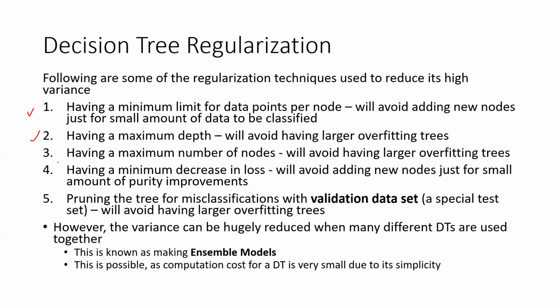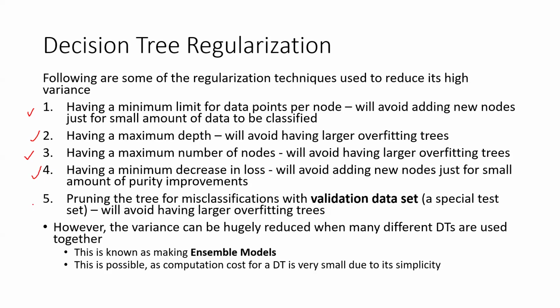And in order to limit the size of the tree, you can have a maximum number of nodes in a tree, so that would limit the size of the tree, right? And you can have a minimum decrease in loss. That means you can require a minimum amount of impurity reduction to add a new node, right?